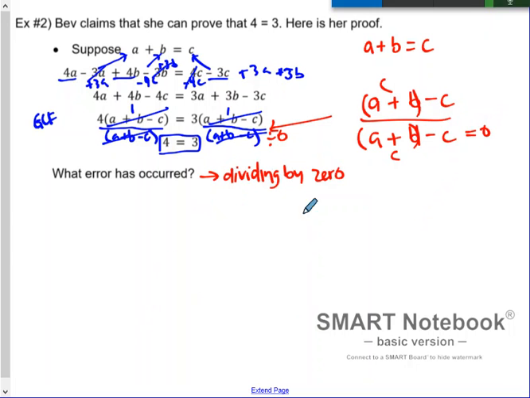So dividing by 0, I am not allowed to do that. So this proof is invalid. 4 does not equal 3, invalid.